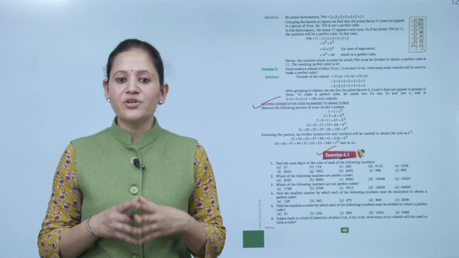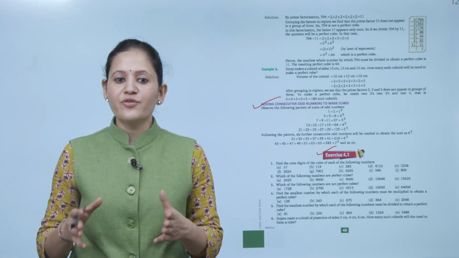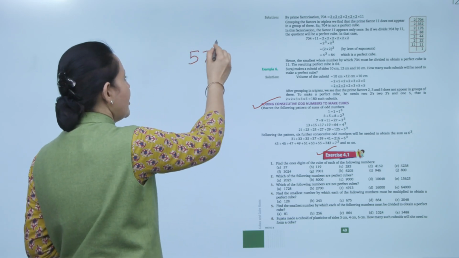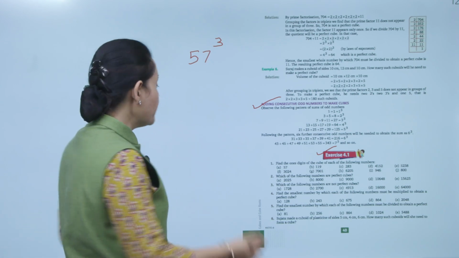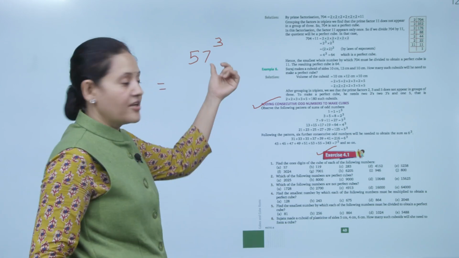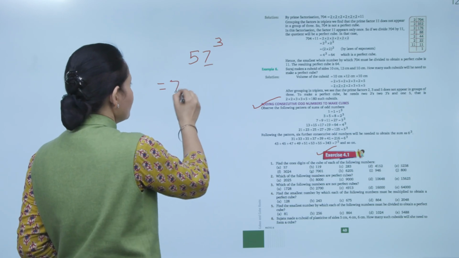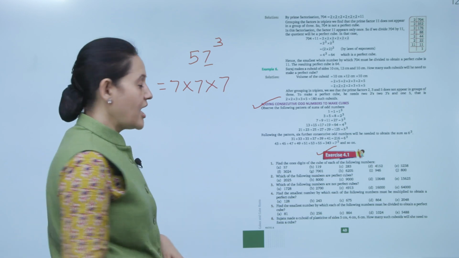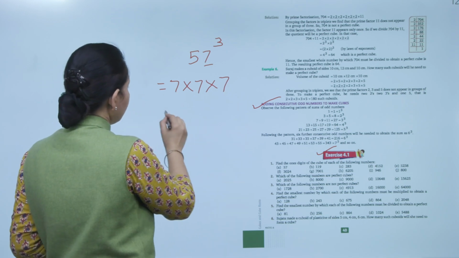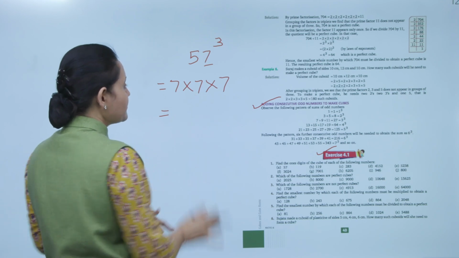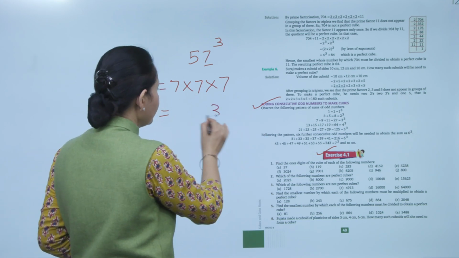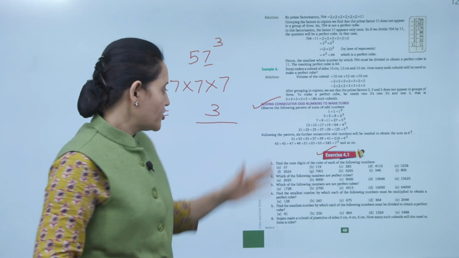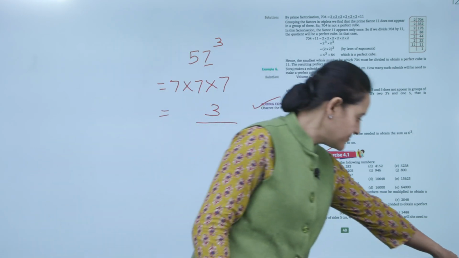Find the ones digit of the cube of each of the following numbers. So, 57, we have to find the cube. In the cube, which digit will be at the ones place? The number at the ones place is 7, so 7 into 7 into 7. So as we know, at the ones place there will be 3, because of the cube of 7. So the digit at the ones place is 3. So practice all the questions of this exercise.